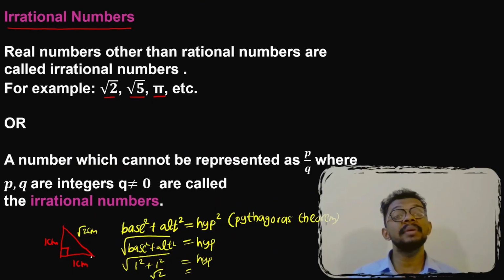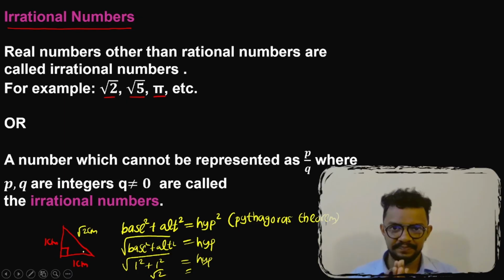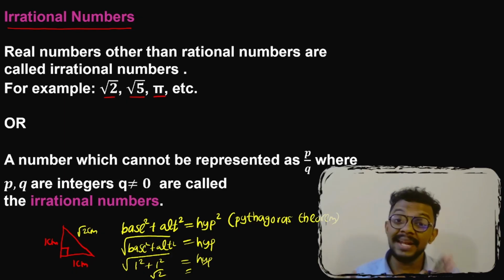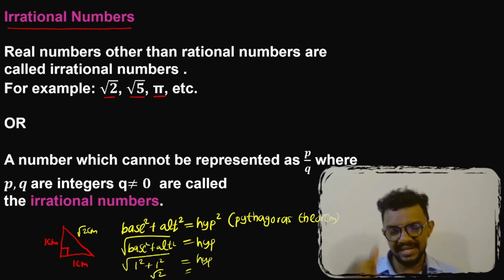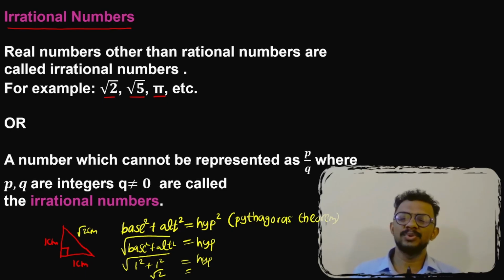Definitely drawing 1 centimeter is possible. Drawing 90 degrees is possible. Joining them is possible. So definitely a length like this is present. So that's a real number. Now, is root 2 a rational number? Actually, no. Root 2 cannot be written as an integer by integer. So that's why root 2 is a new number, and that new number is called an irrational number.